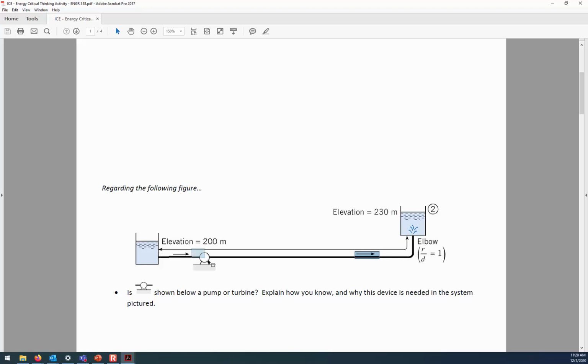And I ask you, this symbol, does that mean that it's a pump or a turbine? So anybody willing to venture a guess in the chat box there, or you could do the unthinkable and unmute your microphone. Anybody have a guess on whether this is a turbine or a pump?